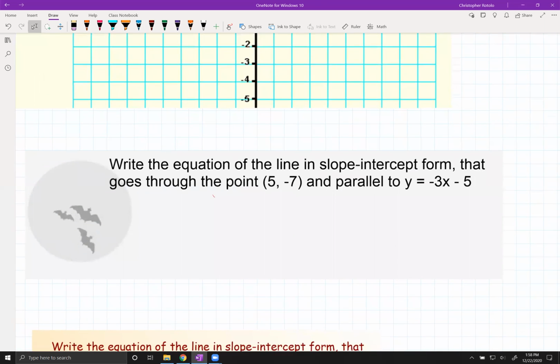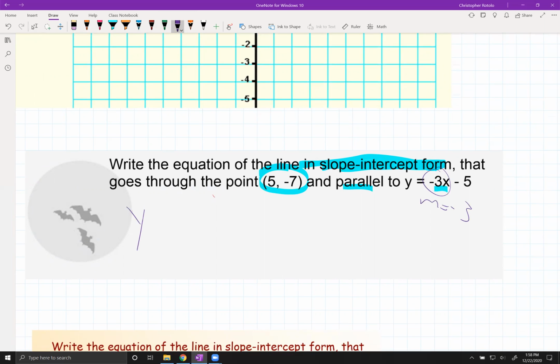All right, the equation in slope-intercept form. Okay, so that's important. That's the end form I need to be in. That goes through the point, so this is my x and y. And I have to be parallel. Oh, nice. This one's already pretty much half set up for us, right? So that means I'm going to use m equals negative 3.